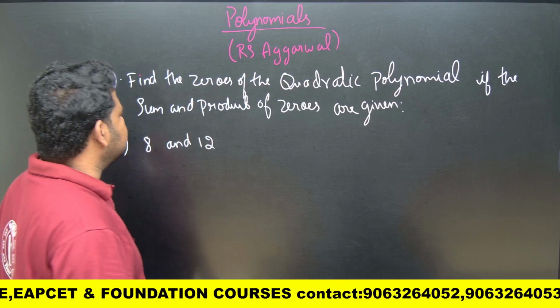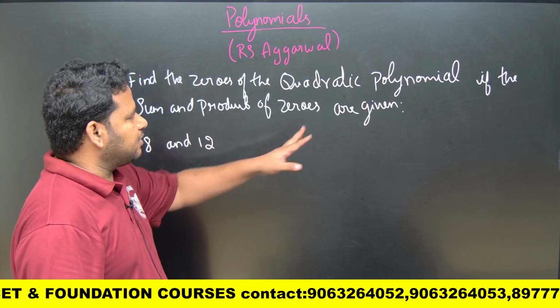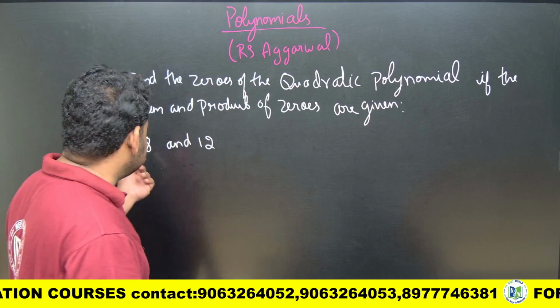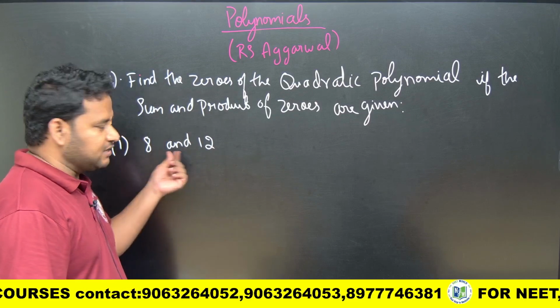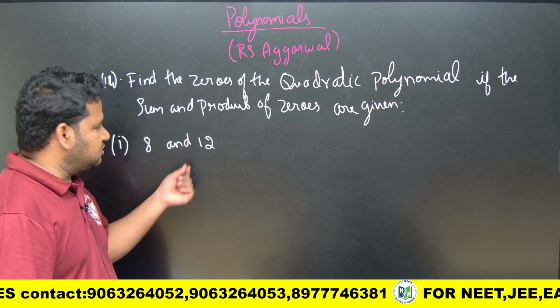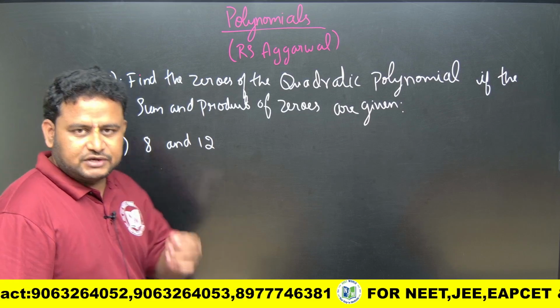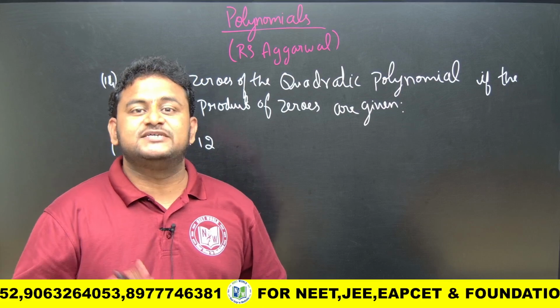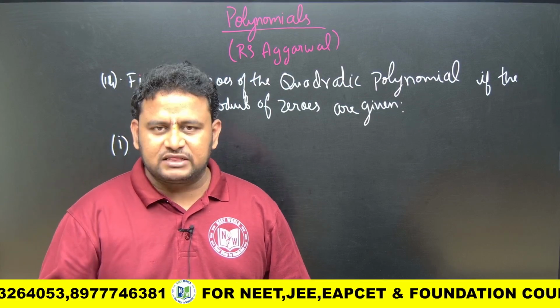In the 14th question, what they have given is: find the zeros of the quadratic polynomial if the sum and product of the zeros are given. In the first question, they have given 8 and 12. 8 is the sum of the zeros, and 12 is the product of the zeros. We have to find the zeros of the polynomial.